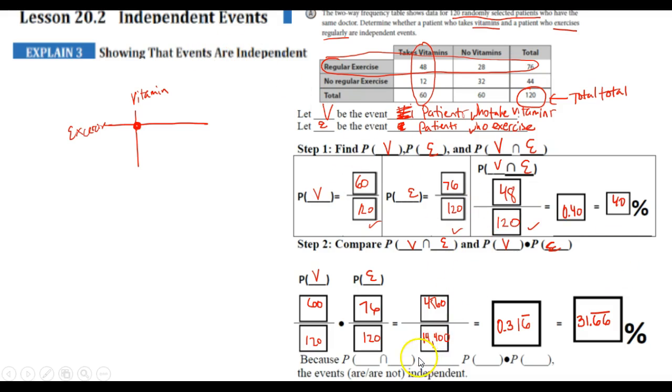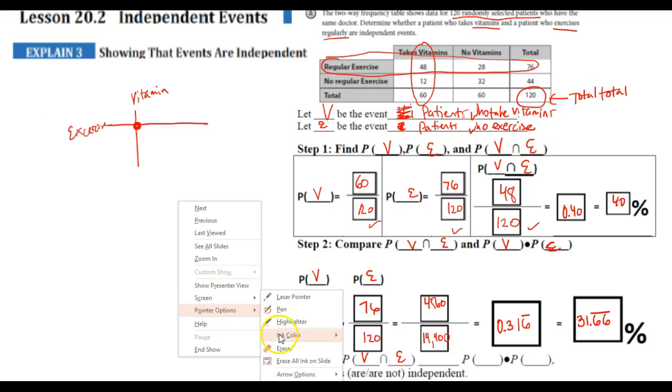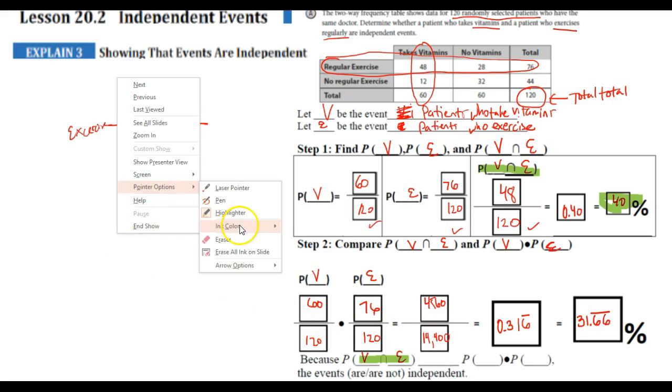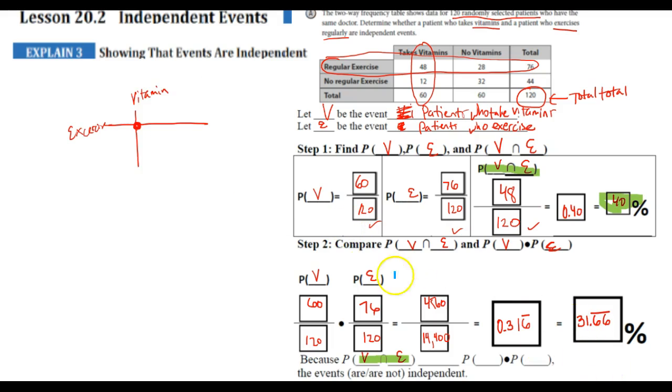Okay. Alright, so now that we have both of these, we can determine if these events are independent or not. So my question to you is, how does what we found for P(V and E), which I'll highlight in a color so you can see it, compare to what we found when we multiplied these two together, which I'll pick a different color for? Are they equal or not?